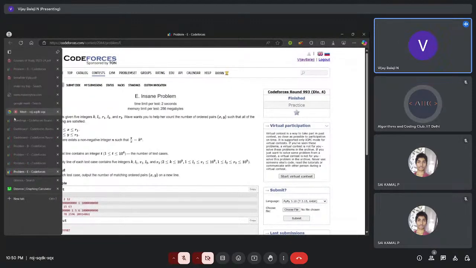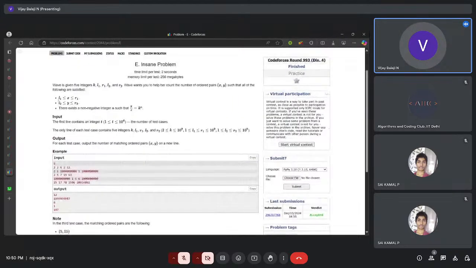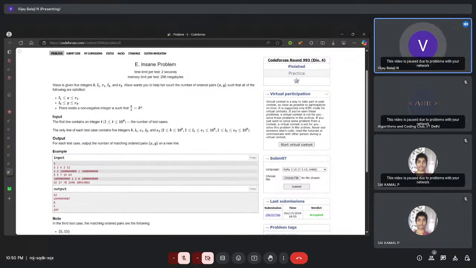Yes. So in question E, we are given five integers: k, L1, R1, L2, and R2. We have to find the number of ordered pairs x, y such that x varies between L1 and R1, and y varies between L2 and R2, and there exists a non-negative integer n such that y by x is equal to k to the power n.